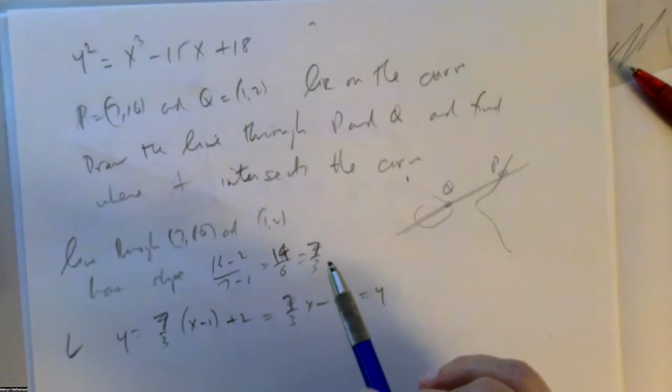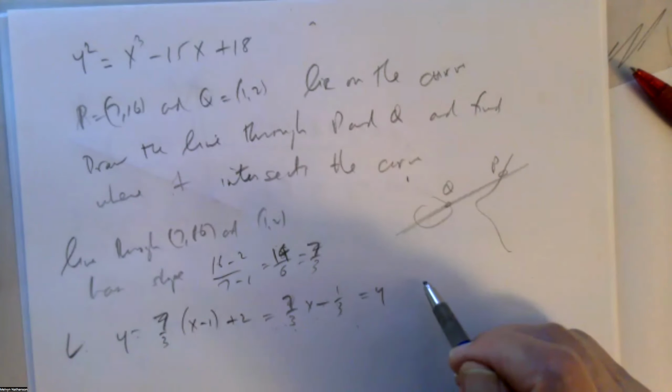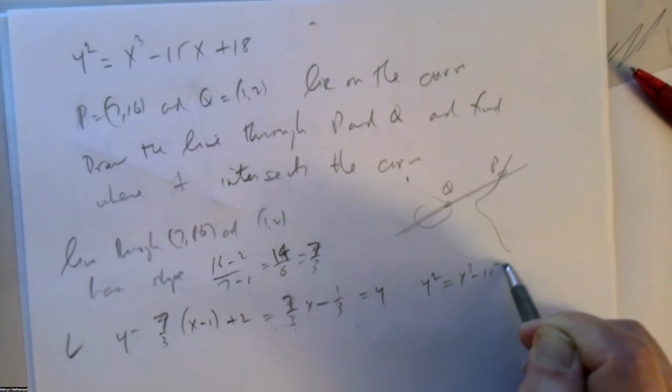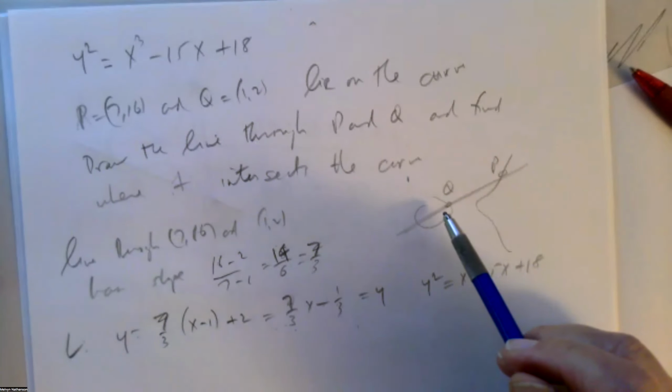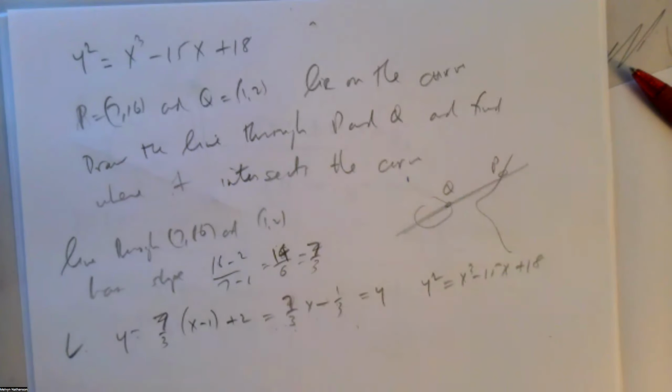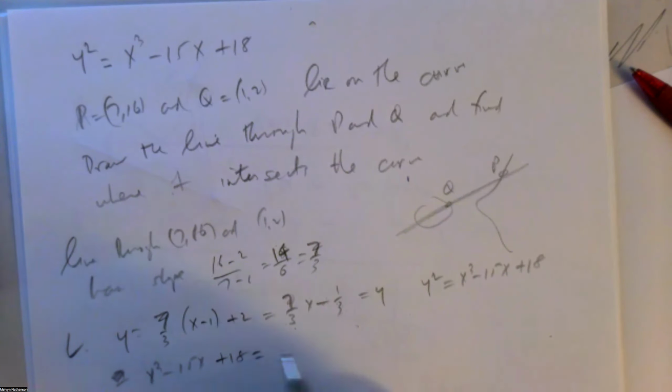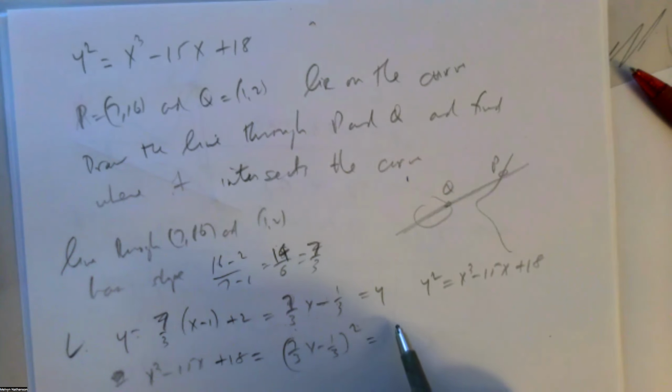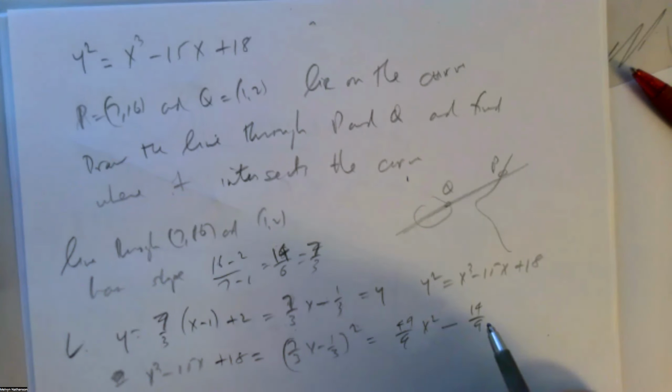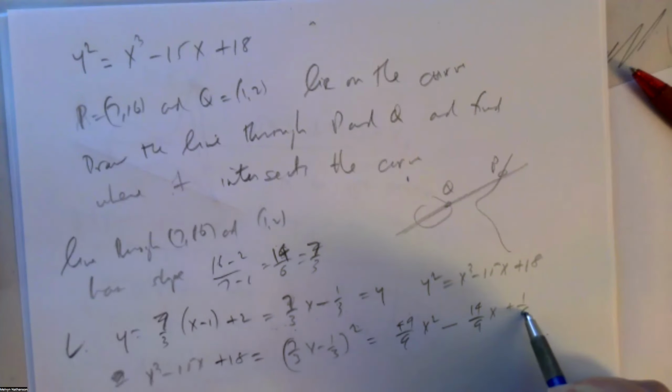Where does this intersect the curve? So let me plug this into the curve. The curve is y squared equals x cubed minus 15x plus 18. So the points that satisfy these two equations will have x cubed minus 15x plus 18 equals y squared, which is 7/3 x minus a third squared, which is 49 over 9 x squared minus 14 over 9 x plus a ninth. So I have to solve this equation for x.